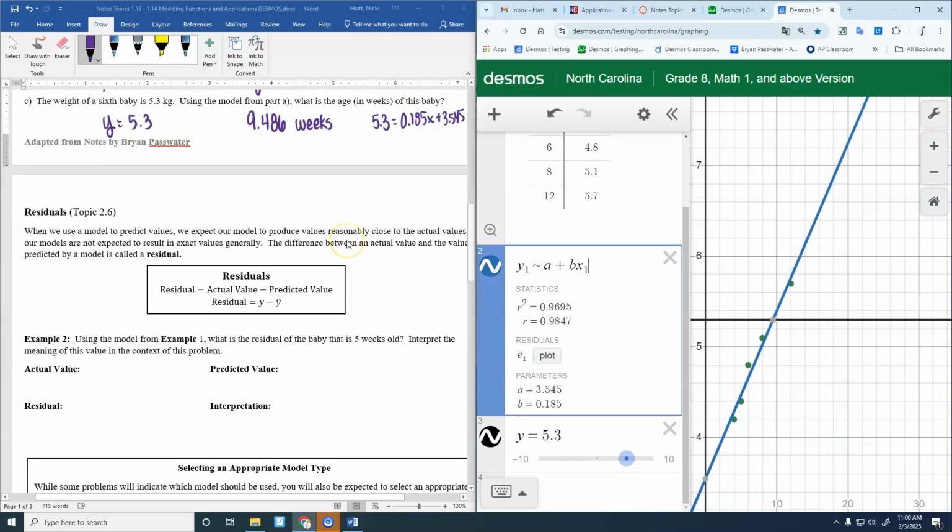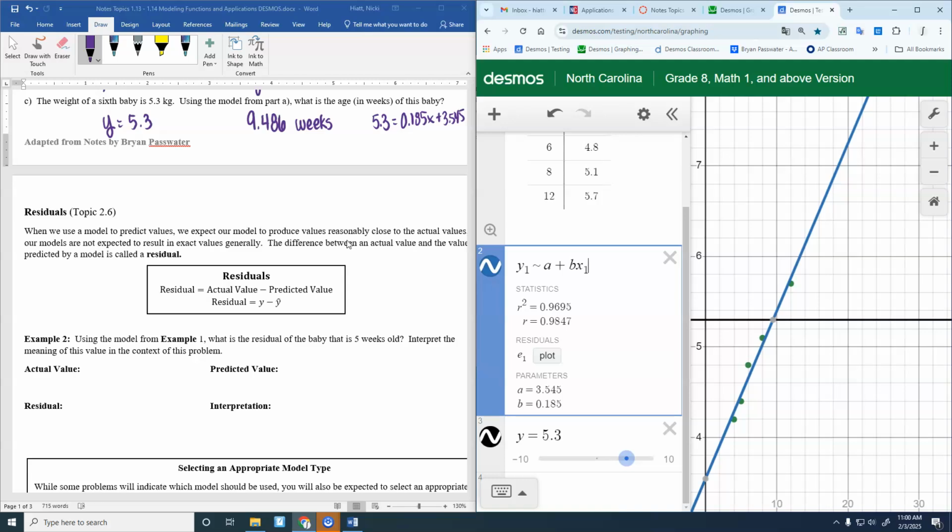Okay, now this technically is a 2.6 topic. Residuals don't come in till 2.6, but since we're doing regression here, I feel like we might as well go ahead and do them. And so does Mr. Passwater because he put them here.